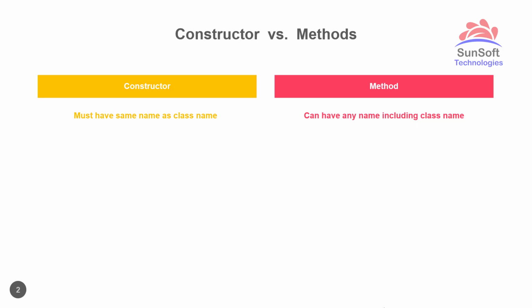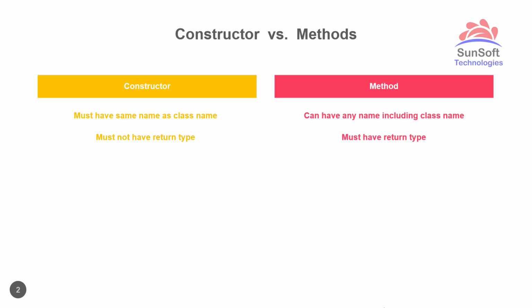Then the next question is, what if a method also has the class name? Then how do we distinguish between constructor and method? So here comes the next difference. A constructor must not have a return type, whereas methods must have a return type. So the return type is also another way to identify whether it is a constructor or a method.